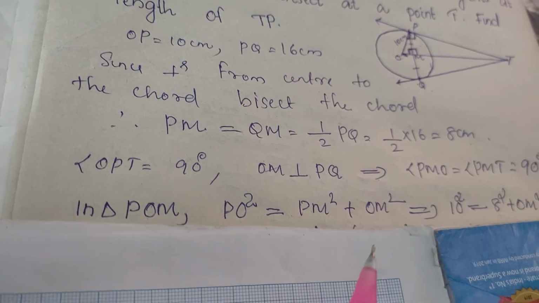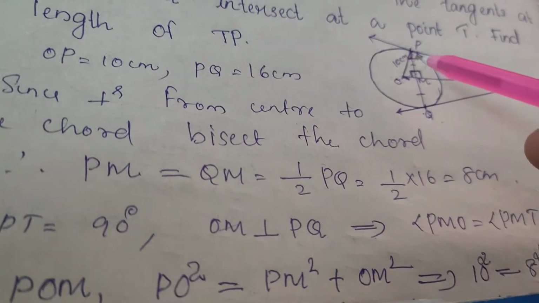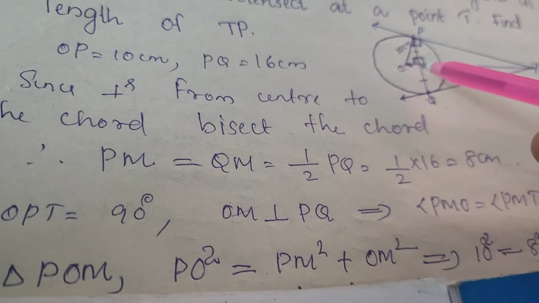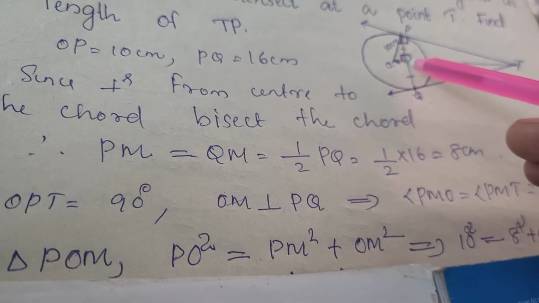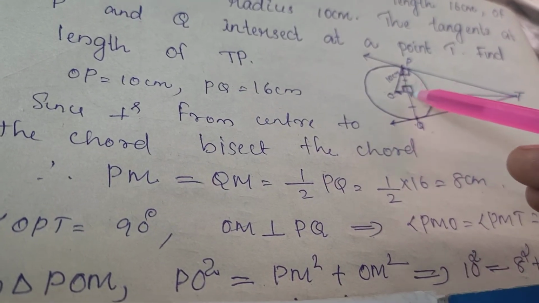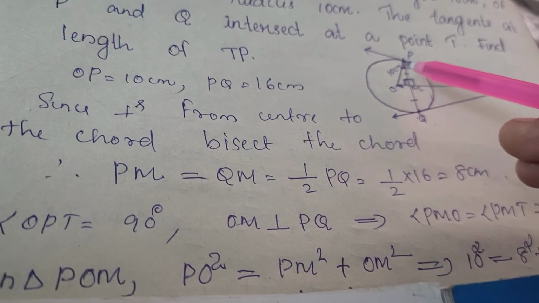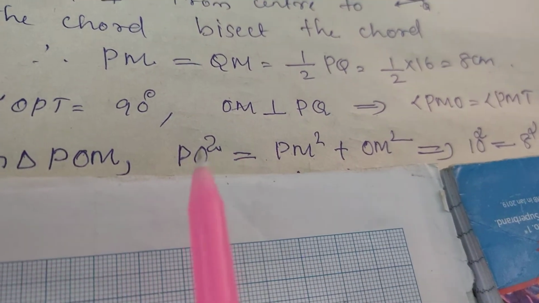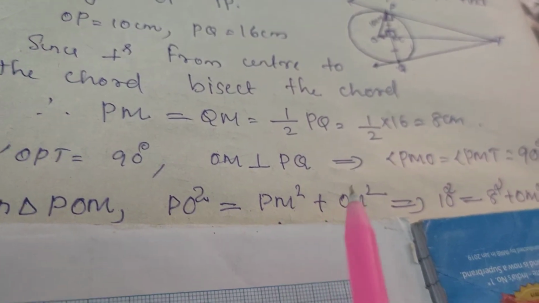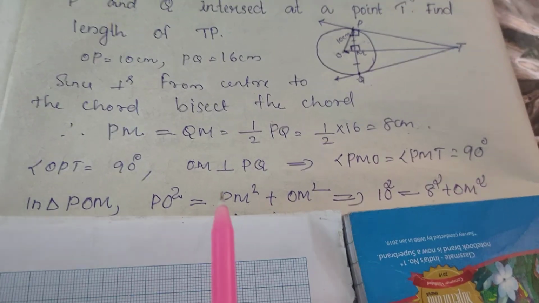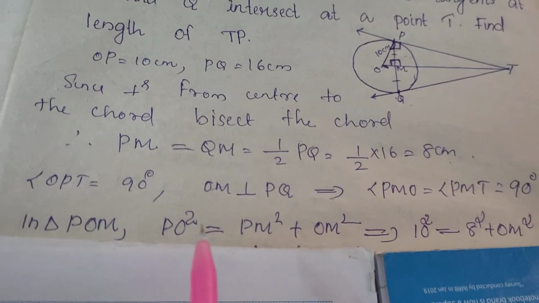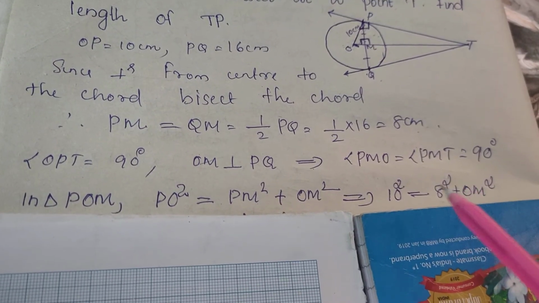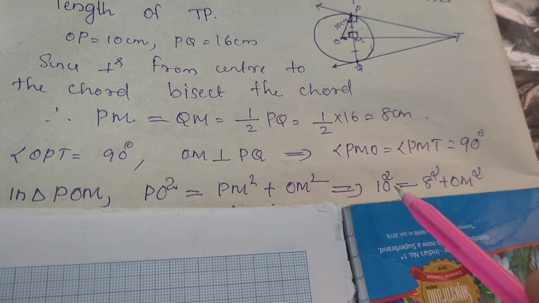So we consider the first triangle, POM. In this triangle POM, M is the position of 90 degrees. The side opposite to 90 degrees is the hypotenuse, so the side opposite to M is OP. OP becomes the hypotenuse, so here I write PO square is equal to PM square plus OM square. Hypotenuse square equals base square plus altitude square. PO, the radius, is given as 10, so 10 square.